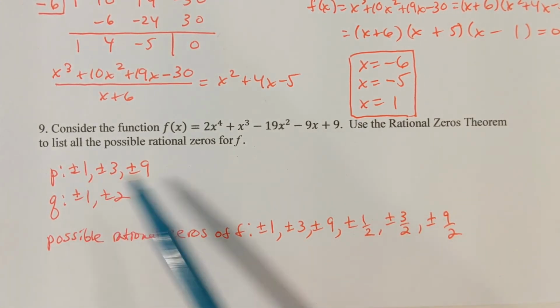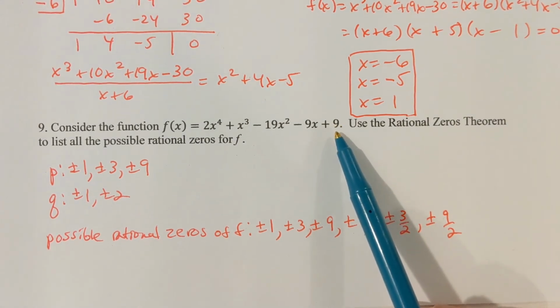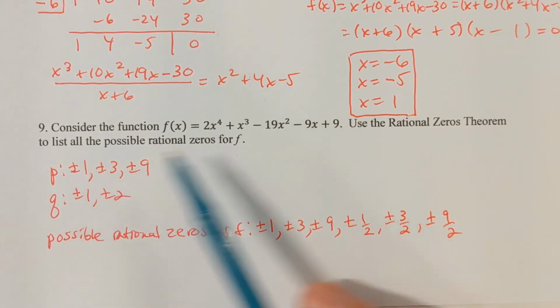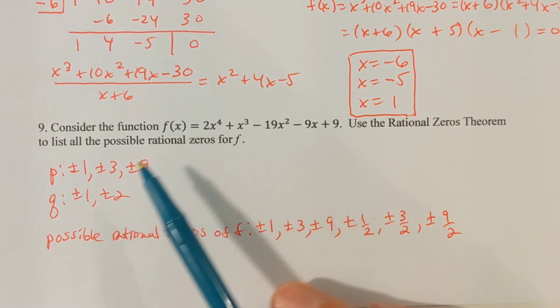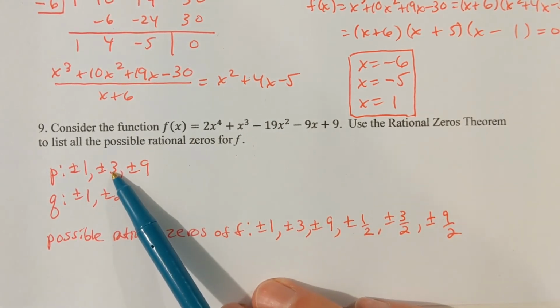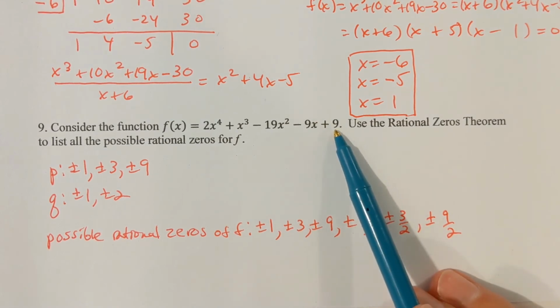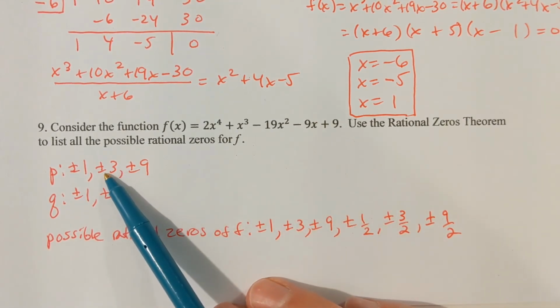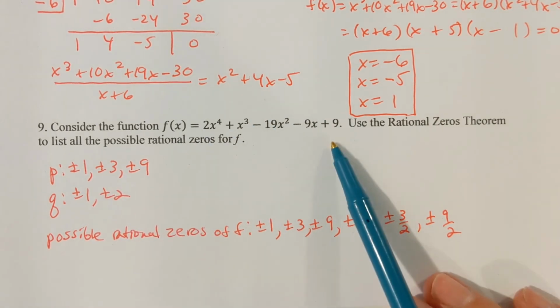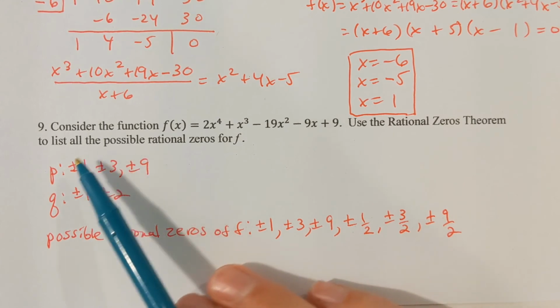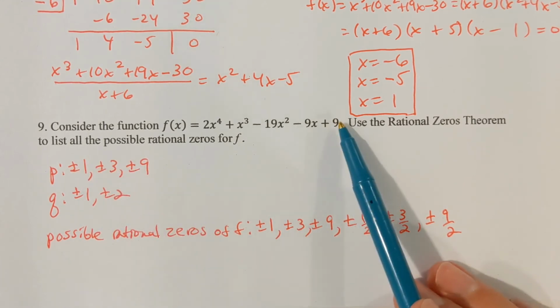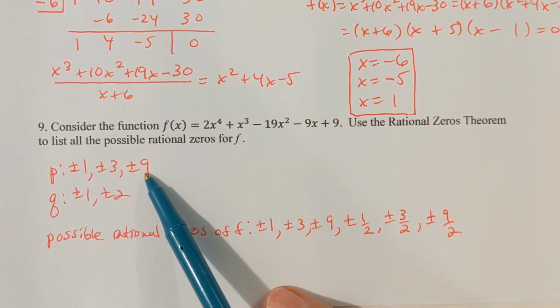So to get the p values, I want to list all the factors of 9. 1 and negative 1 are factors of any number. 3 goes into 9 evenly, along with negative 3. And by the way, if a number is a factor, its opposite is also going to be there. So you're going to have plus minus for all this stuff. 9 is a factor of itself, along with negative 9. And so it looks like there are 6 factors of 9 that we have listed here.